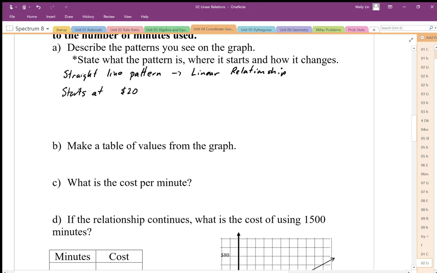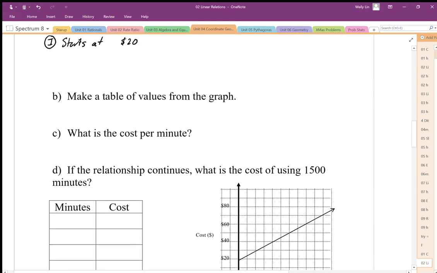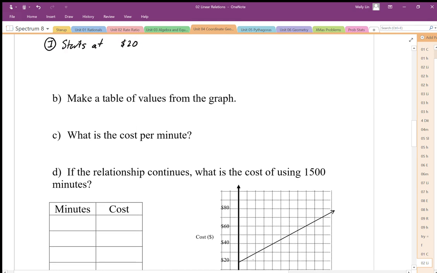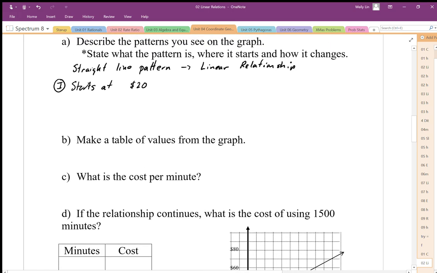I'm going to label that 1, so that's one part of the description, but there are two things that describe this. The other thing is the angle that it's going up. To describe that, maybe I can describe the rate at which it's going up: for every 100 minutes, it's going up $10. So that's the other part of this relationship.